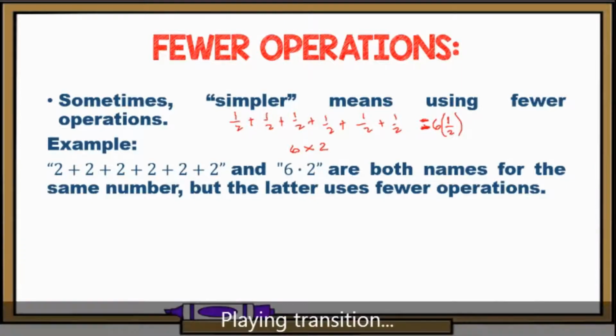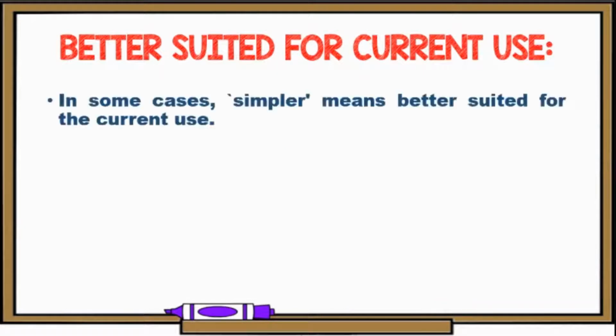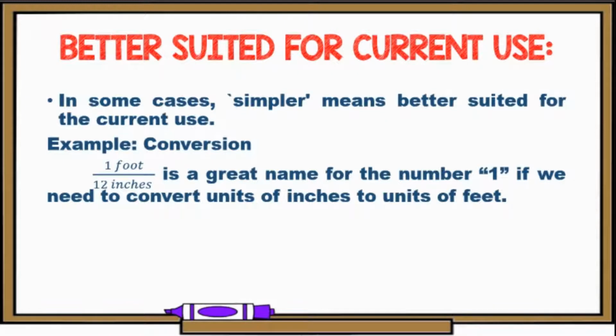Okay. Next, better suited for current use. In some cases, simpler means better suited for the current use. For example, in terms of conversion, 1 foot over 12 inches is a great name for the number 1. Because 1 foot over 12 inches corresponds to the value of 1 unit. But since we are talking about measurements, if we need to convert units of inches to units of feet, this will be a better representation instead of just writing the single symbol 1.